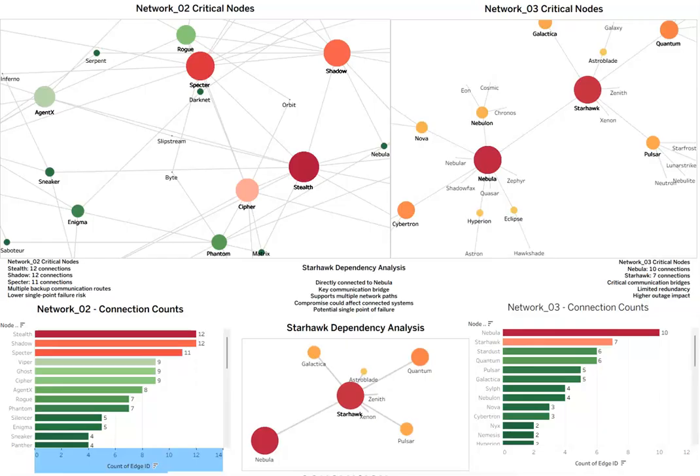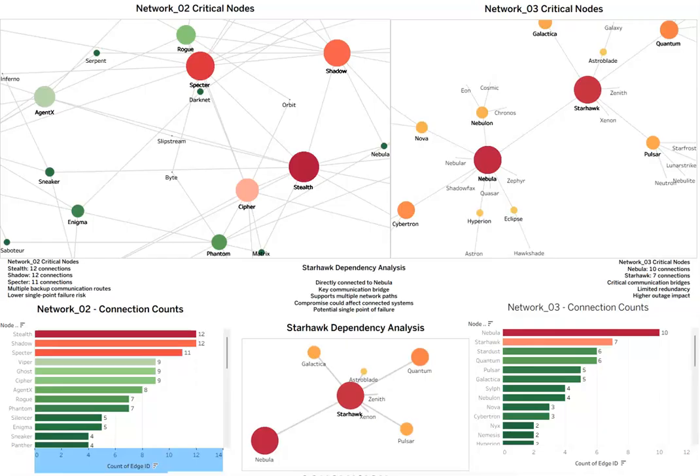Why I made this assessment. I made these assessments using both betweenness centrality and connection count analysis. Betweenness measures how often communication passes through a node. Some nodes have smaller numbers of connections, but they do not have the same level of influence. For example, Nebula and Starhawk serve as bridges between groups of systems. This means communication frequently depends on them, which explains their highest betweenness values.